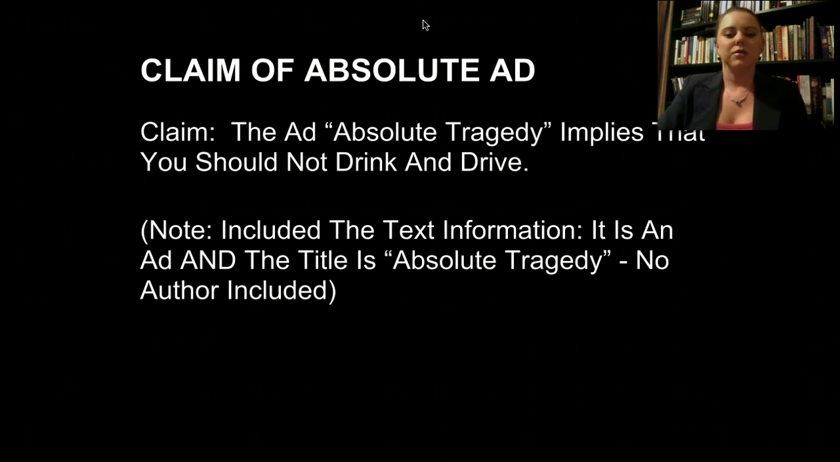Okay, so we need to say what type of writing it is, or what type of text. It's an ad, and then give the title, Absolute Tragedy, as is given. There's no author included with that specific advertisement, as often is true with advertisements, so we don't need to state that. So again, the Absolute Tragedy ad, that's giving that textual information. It implies that you should not drink and drive. This is the claim that the advertisement is making, but we don't yet have the reasons behind it.